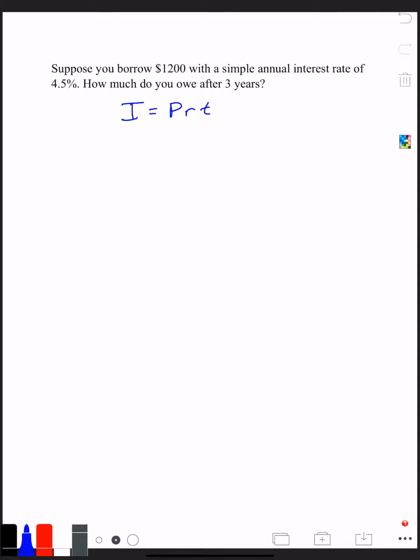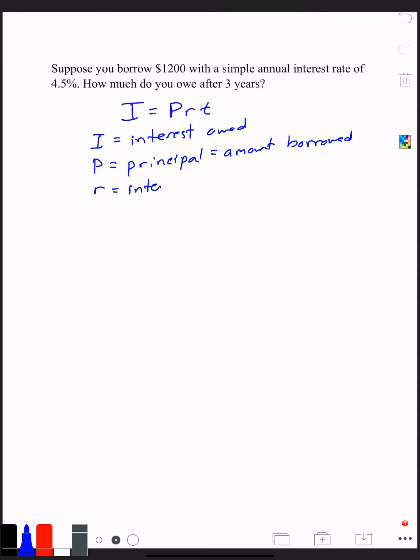Well, we can go ahead and use the standard simple interest formula, which is I equals PRT. Here, I is the interest owed, P is the principal amount, which is the amount borrowed, R is your interest rate, and T is the time.